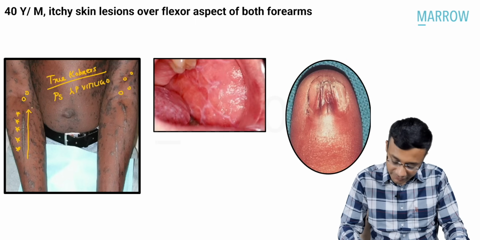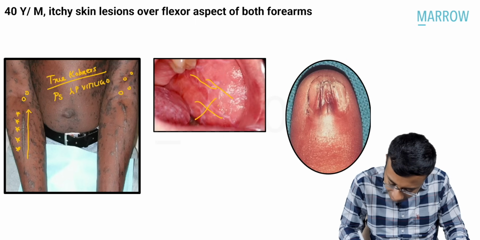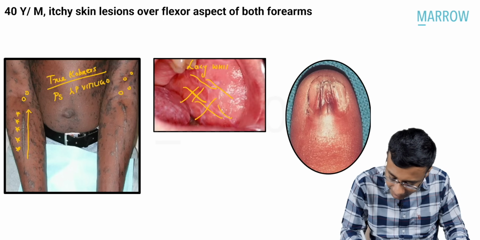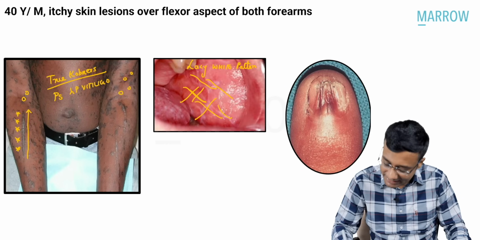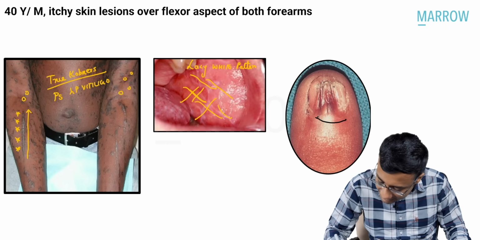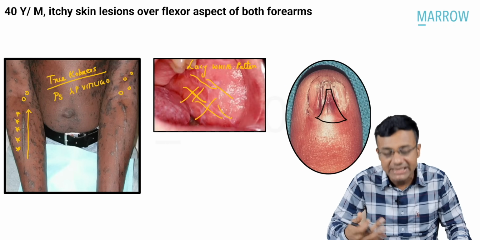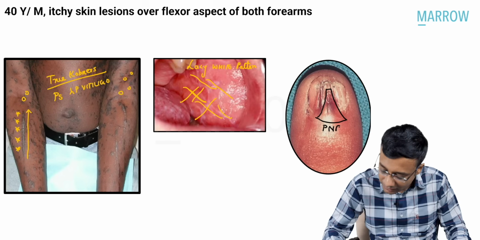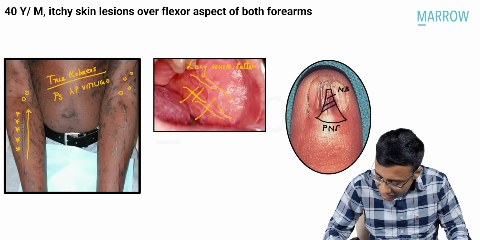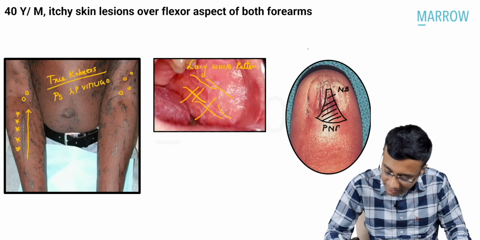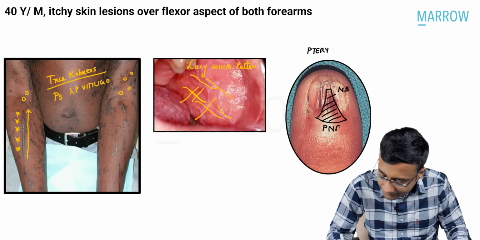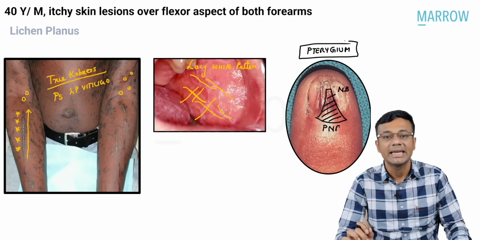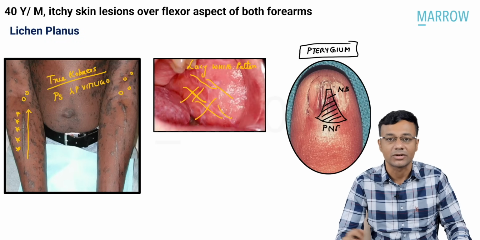True Koebner's is positive. On oral cavity examination, we can see this reticulate lacy white pattern. Now, when we examine the nail, what do we find? We find there is a wing-shaped extension here. We see the proximal attachment is to the proximal nail fold. The distal attachment is to the nail bed here. So this wing-shaped fold of projection is called pterygium of the nail. The diagnosis here is going to be lichen planus, which is yet another papulosquamous disorder.